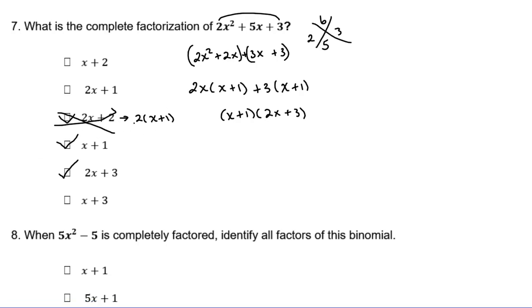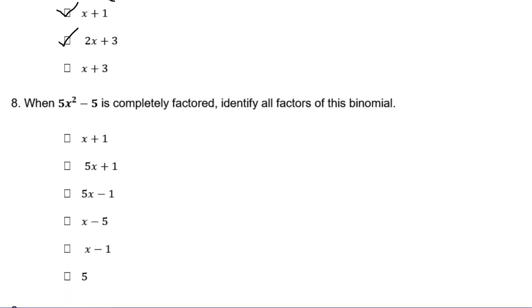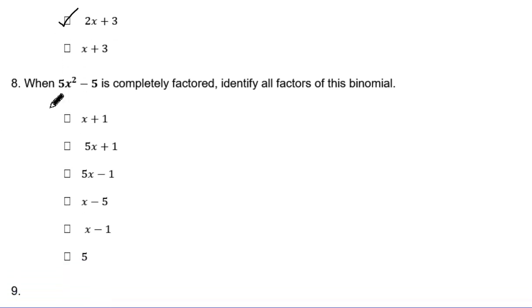Okay? All right, and then this one, when x squared minus 5 is completely factored, identify all the factors. Okay, so x squared minus 5. You notice that they have a GCF of 5. I'll go ahead and take out that GCF. So you have x squared minus 1, right? Because then you'd get that back.